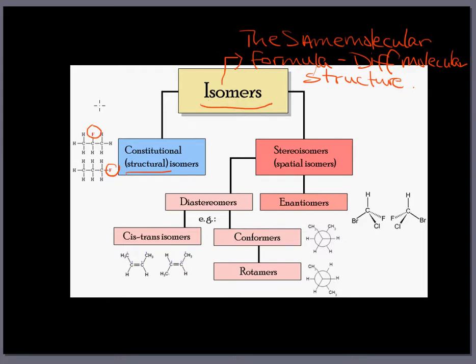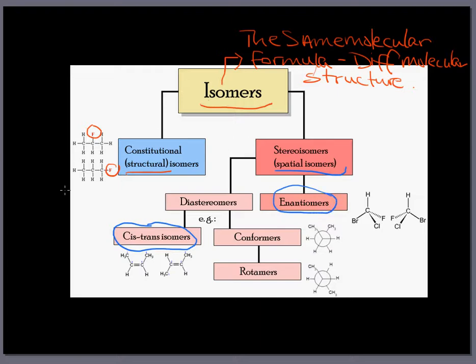Then we have what's called spatial isomers, and I'm going to switch colors because I'm writing in red and it's in red, so that's not going to work. And spatial isomers can be divided into all of these different categories, but the most important ones to us are these guys, cis-trans isomers, and these guys here called enantiomers.